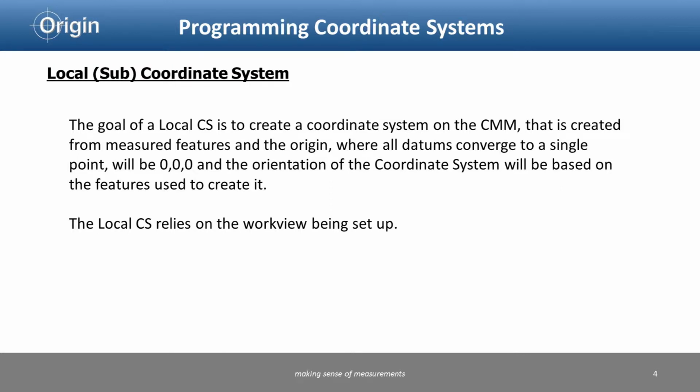Next, we're going to take a look at the local or sub-coordinate system. Now, the goal of a local coordinate system is to create a coordinate system on the CMM that is created from measured features, and the origin, where all the datums converge to a single point, will be 0, 0, 0, and the XYZ axis orientation of the coordinate system will be based on the features that were used to create it. Just a little side note, the local coordinate system relies on the work views being set up. So let's go and take a look at this local coordinate system.